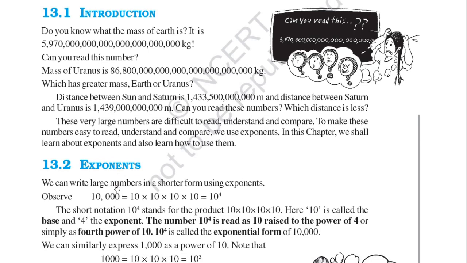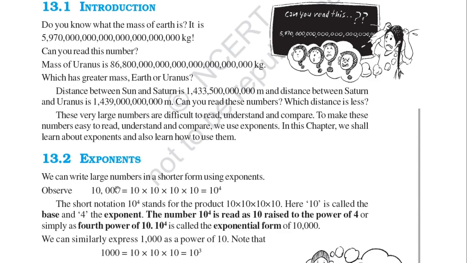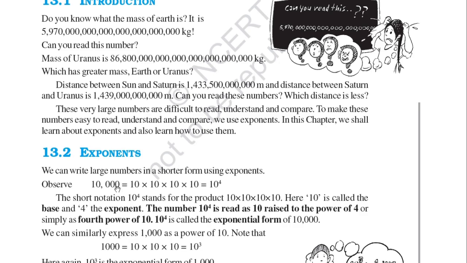Distance between Sun and Saturn is 14335000 and so on meter. And distance between Saturn and Uranus is 1439000 meter. Can you read these numbers? Which distance is less? These very large numbers are difficult to read, understand and compare.